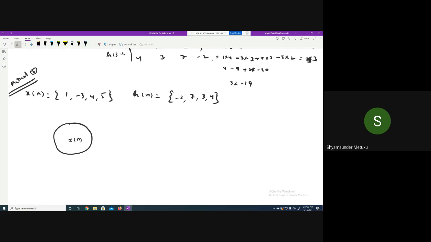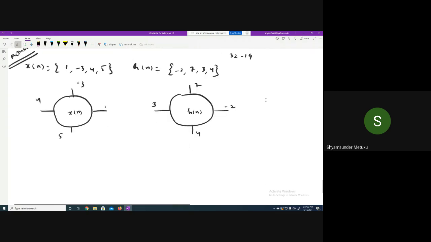This is x of n. Now, there are only 4 points, so 0, 180, 90, 270. This is 1, this is minus 3, this is 4, this is 5. Then you have h of n, which is given by minus 2, 7, 3, 4. I think till now it is okay. How to represent it in circular form? Is it clear or not? Yes, sir.